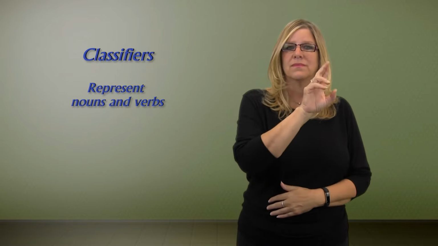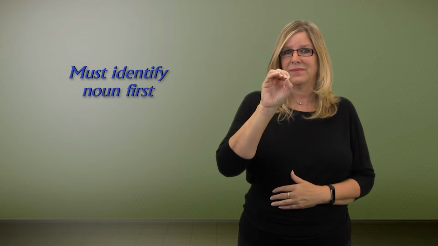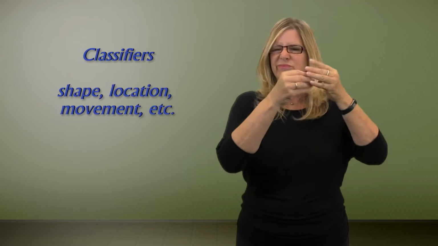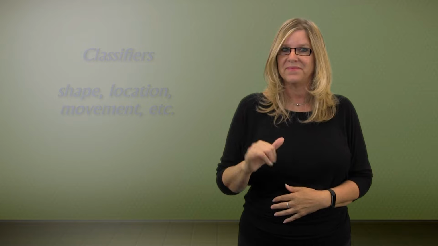Now, is that all of them? No, there are many more. Classifiers, and it is signed CL. Classifiers use hand shapes, the face, the body, pantomime, to represent either nouns or verbs. Classifiers have their own rules. You must first identify the noun, and once you've done that, you can incorporate classifiers to expound upon the information you want to share. That can include shapes, location, movement, and so on. And this is what it looks like.